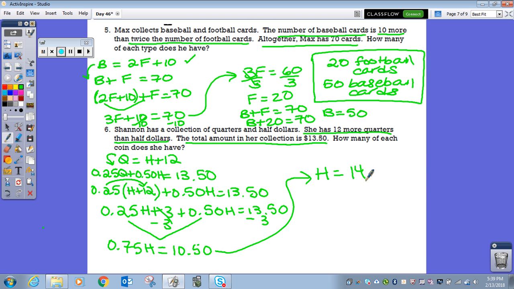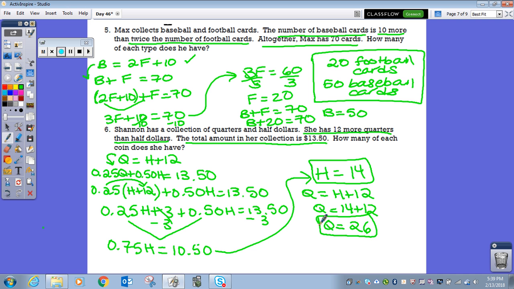So now we need to go back to the very first equation we have here, which was Q is equal to H plus 12. I'm going to plug in 14 for H. And so I have 14 half dollars, but then I have 14 plus 12. So I have 26 quarters, right? And so there's 14 half dollars, 26 quarters, and that's how many of each type of coin that I have, okay? Again, if you need to pause it for a second to kind of look before we go to the last problem, please do so.